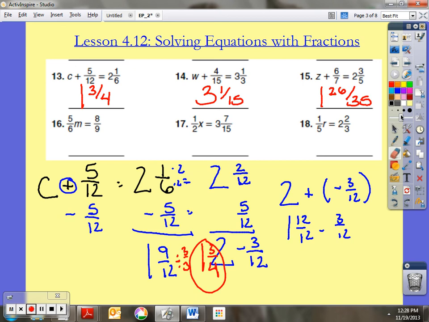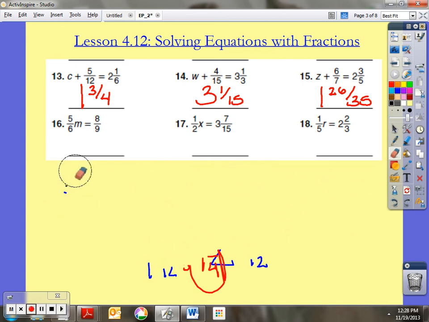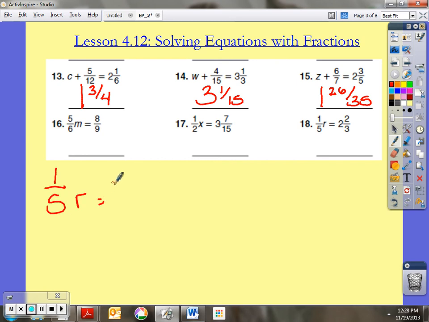Okay, now let's look at the bottom row here. These seem to be the ones that are causing us the most grief. I'm going to focus on 18 here. Let's go 1/5 times r is equal to 2 and 2/3. Before I do anything with this, I'm going to convert this to an improper fraction. So this becomes 1/5 times r is equal to, 2 times 3 is 6, plus 2 is 8, so that gives me 8/3.